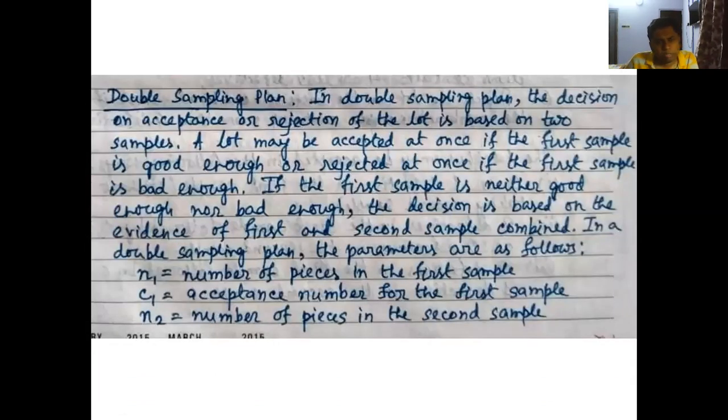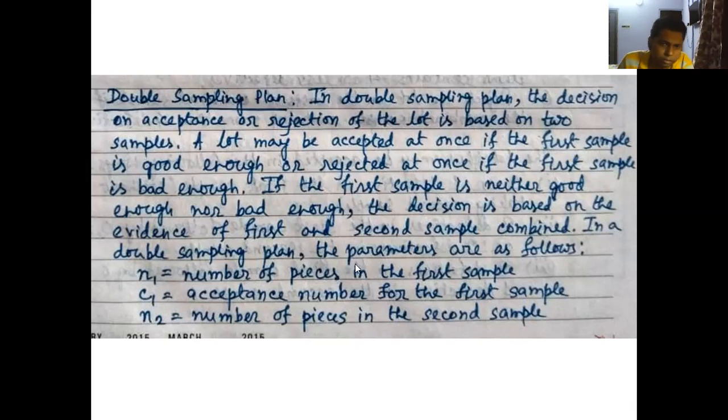Now we'll discuss double sampling plan. In double sampling plan, the decision on acceptance or rejection of the lot is based on 2 samples. A lot may be accepted at once if the first sample is good enough, or rejected at once if the first sample is bad enough. If the first sample is neither good enough nor bad enough, the decision is based on the evidence of the first and second sample combined.